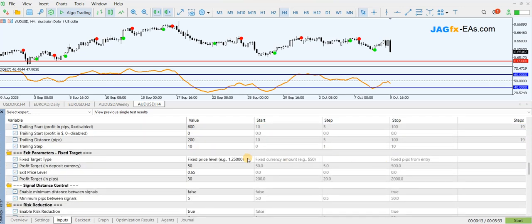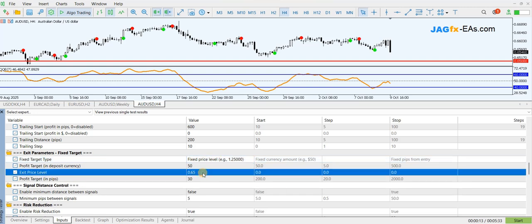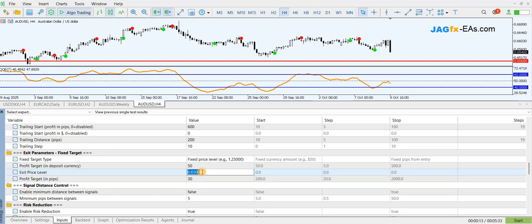Now remember, if you watched the video from yesterday, we had 3 options. I've already done the fixed currency amount and I've also done the fixed pips from entry. Today we're going to use the fixed price level. So click on that and we have to come up with a level. Now for the Aussie USD, I'm going to use this 0.6500, 65 cent level. I'll explain to you why I'm going to use that in a minute.